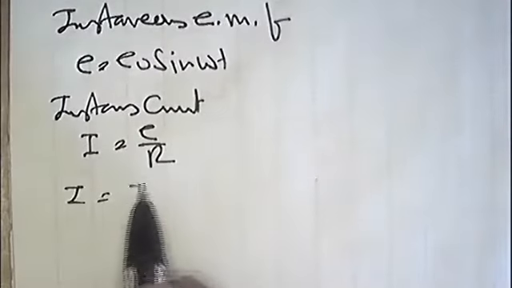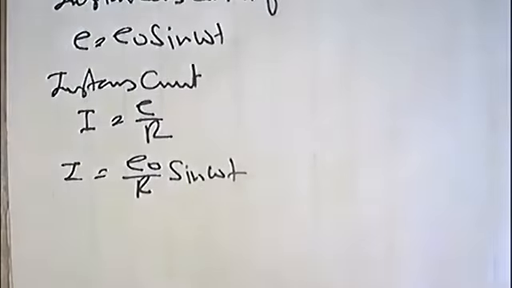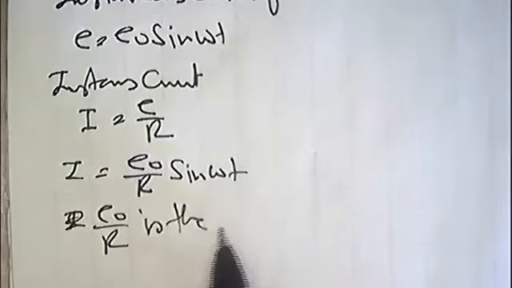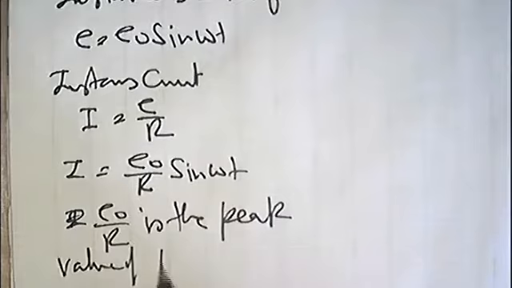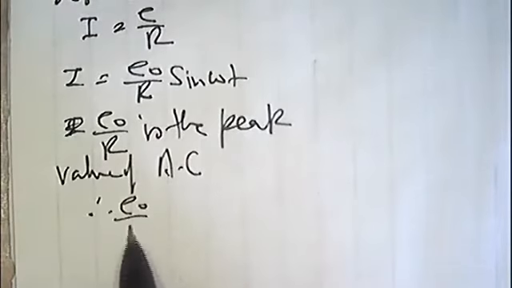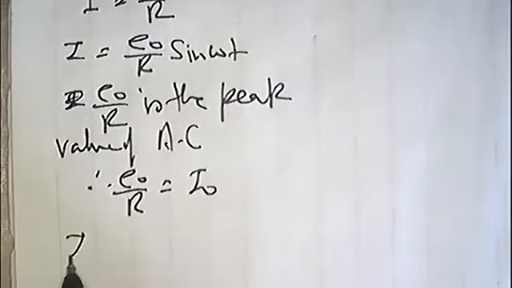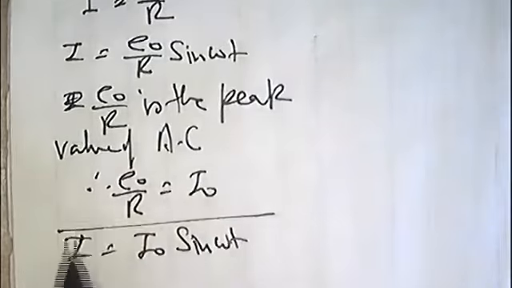So what is E naught by R sin omega t? E naught by R is the peak value of alternating current. Hence, E naught by R may be written as I naught. This is the peak value. Substitute this I naught here. So what you get? I equals I naught sin omega t.